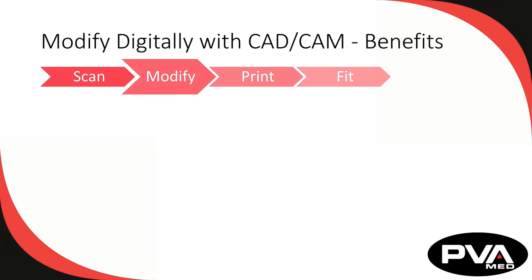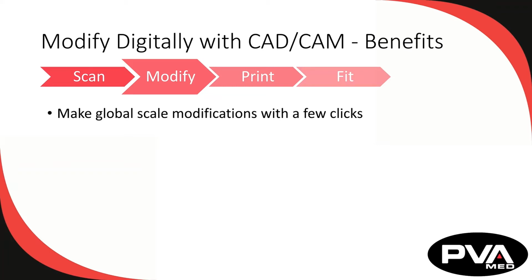Now that we've covered the scan step of the digital workflow, let's move on to the modify step. In this step, we bring the world of plaster into the digital age. Here are a few benefits from modifying digital models using CAD, which stands for Computer Aided Design software. One of the benefits includes the ability to perform a global scale modification to accommodate limb volume changes due to increase or decrease in limb volume.